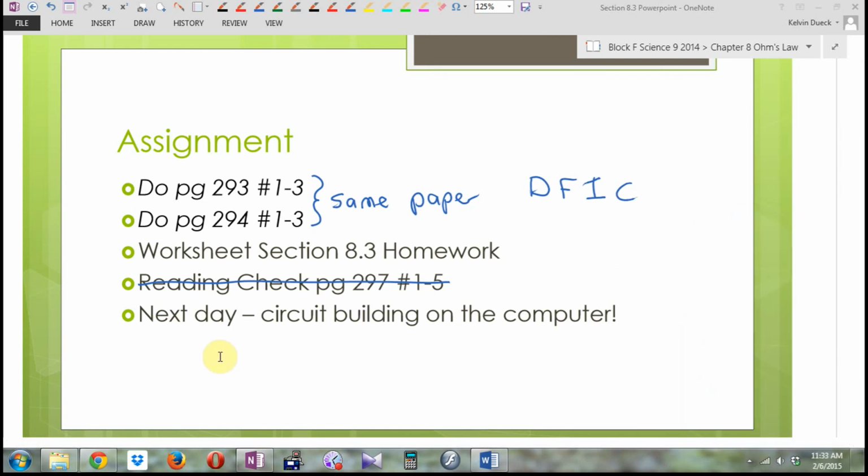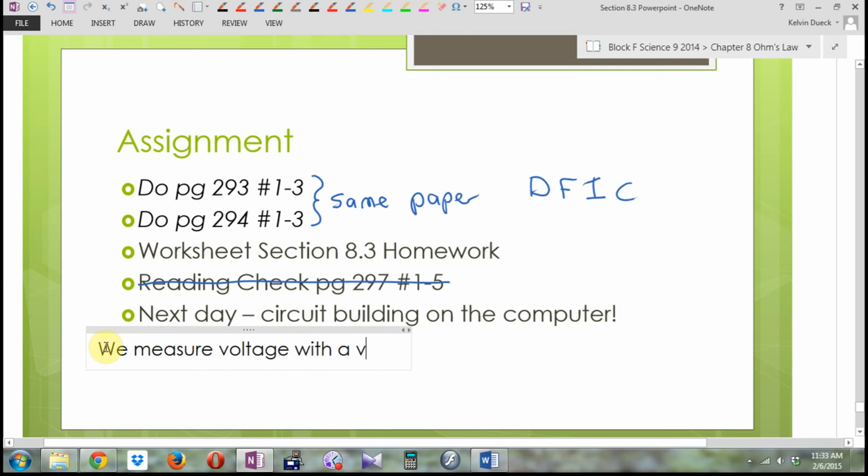Folks, one last thing in your notes. I forgot to add this. You guys have a whole half page of room right there. You can write the following. We measure voltage with a voltmeter. We measure current with an ammeter. It's almost amp meter, but we dropped the P because amp meter is trickier to say. Ammeter works.